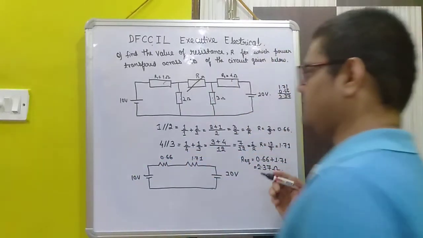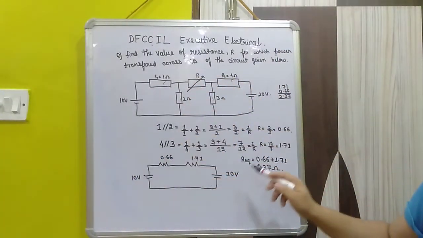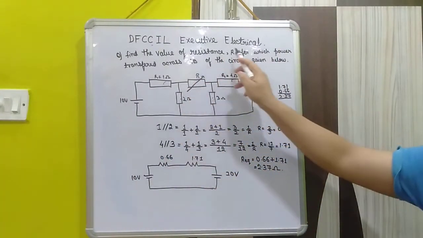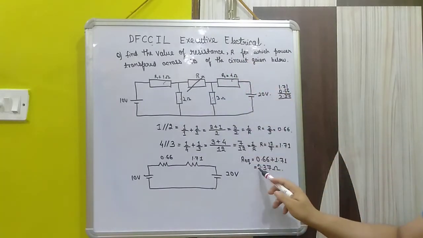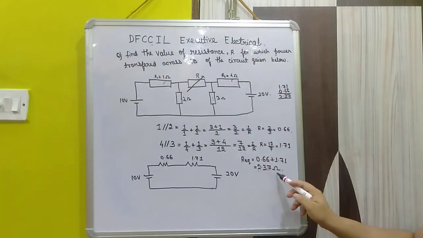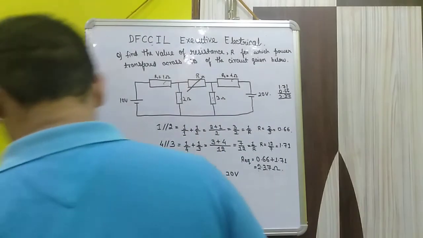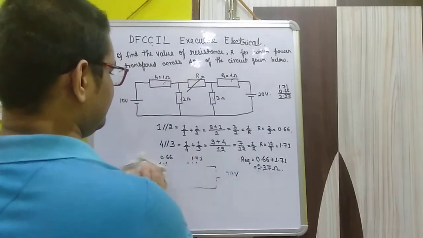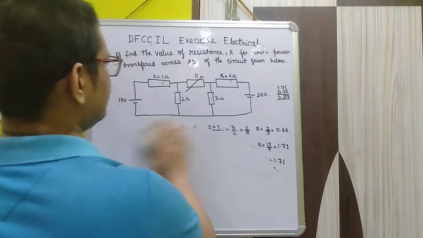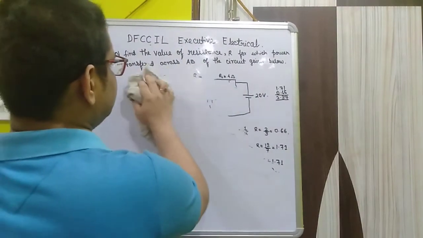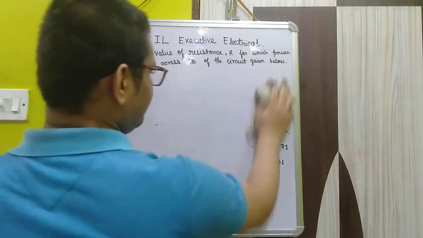I hope you have understood how I have calculated this circuit, and we have found the equivalent resistance, and this is the final answer, that is 2.37 ohm. Now I go to the next question which came in the dedicated freight corridor executive electrical exam. Let us take another good example which came.